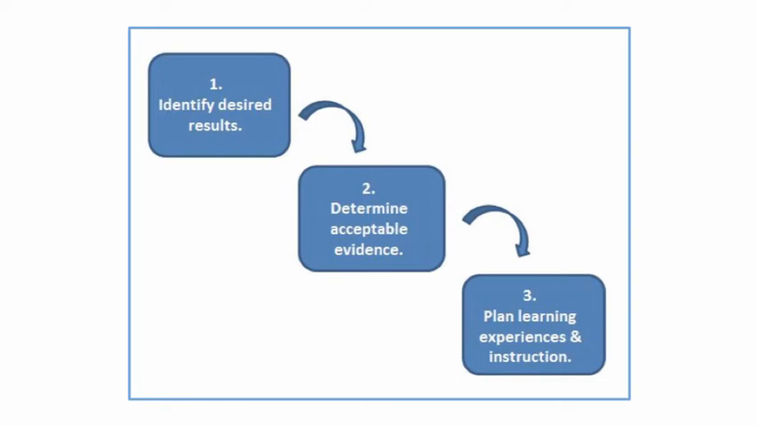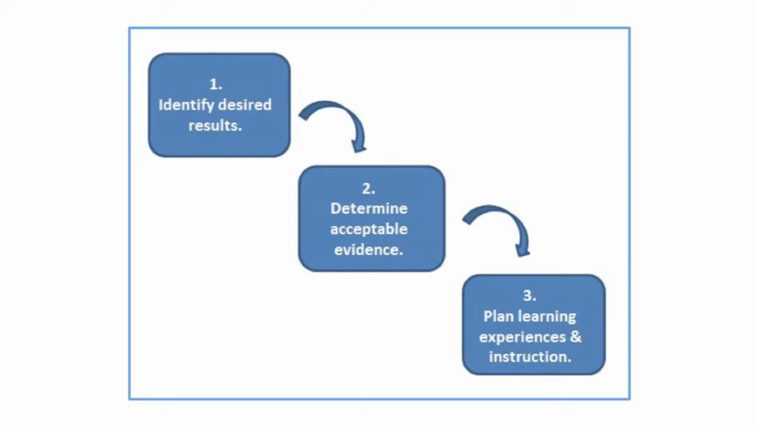So the UBD process, these 3 steps, the first is identifying desired results, and then the second is where we are developing assessments that will help us measure whether and how well students know and can do the things we've identified in the first step. And then the third piece of the UBD process is to plan instruction. We develop activities, learning experiences, and we plan instruction that will help students meet the outcomes we've identified in step 1.